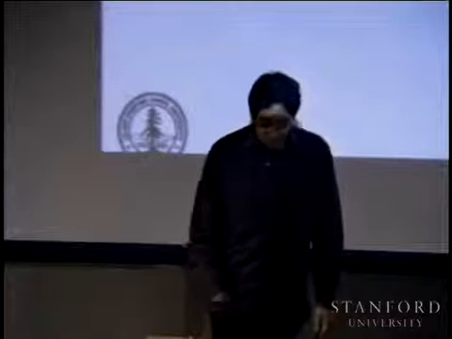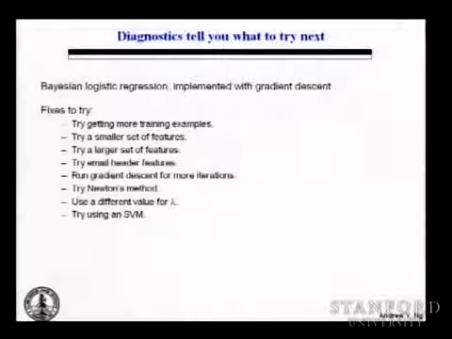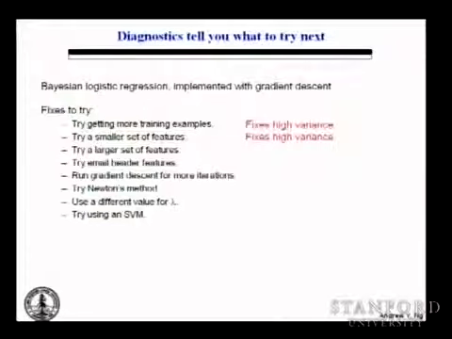And so, going back to the list of fixes, look at the first fix. Getting more training examples is a way to fix high variance, right? If you have a high variance problem, getting more training examples will help. Trying a smaller set of features also fixes high variance, right? Trying a larger set of features or adding email features are solutions that fix high bias. Right? So high bias is if your hypothesis was too simple, if you didn't have enough features.